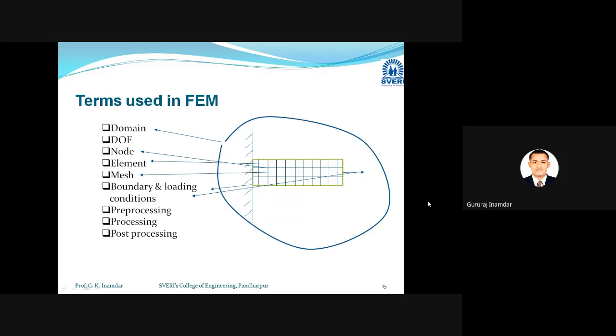Next is DOF, degree of freedom. Any unconstrained body or structure has 6 degrees of freedom; you might know this basic fact. Rotational and translational, a total of 6 degrees of freedom are available. Why is degree of freedom important in analysis software? Because if you want to do analysis, the object should be constrained. While doing analysis, the constraint is very important.